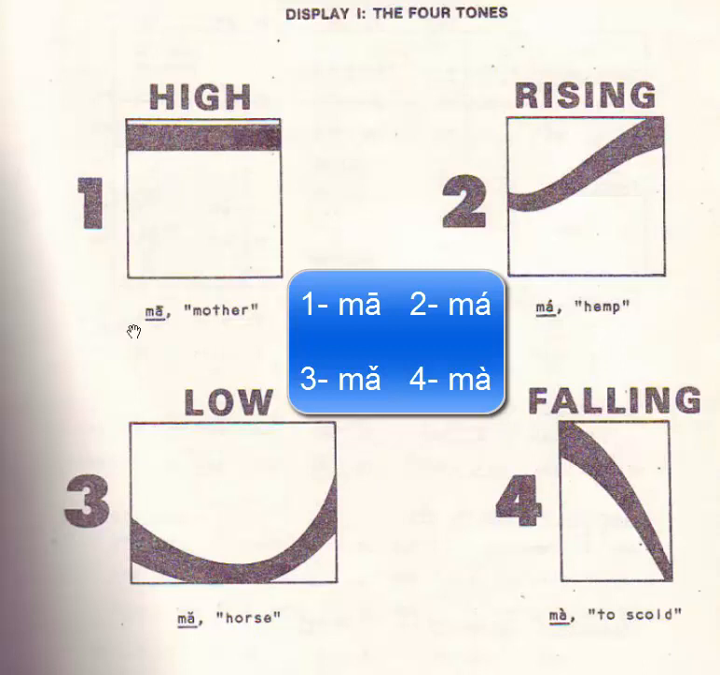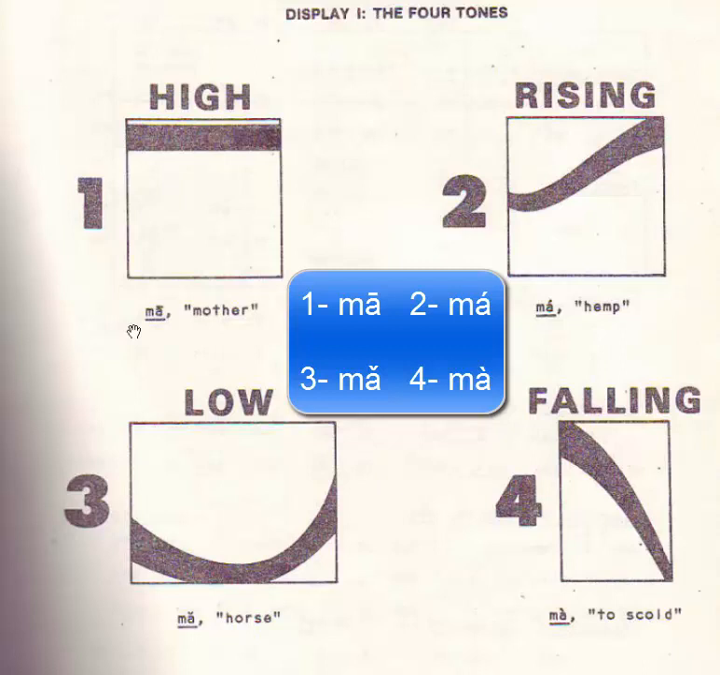Now try saying the rising tone word hemp yourself and then repeat. Notice that the tone mark in the romanization rises from left to right in the direction your eyes are moving as you read. Try saying hemp again and repeat.